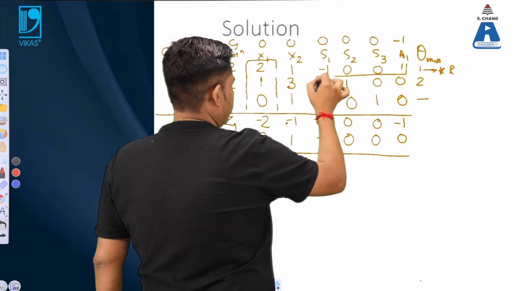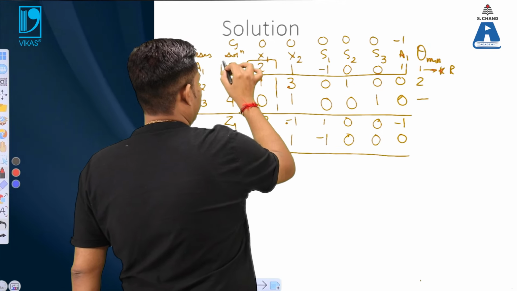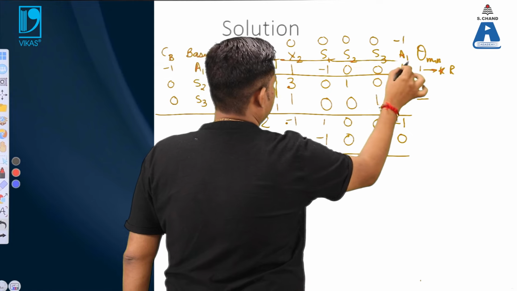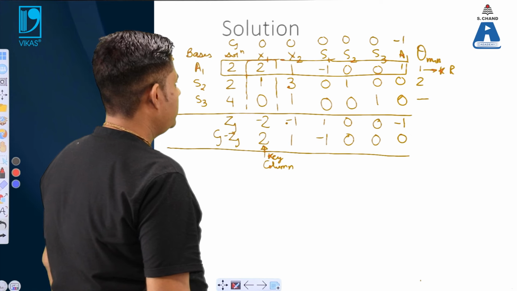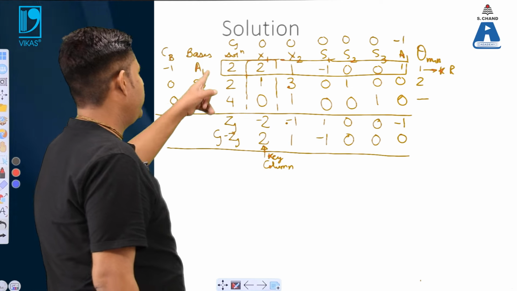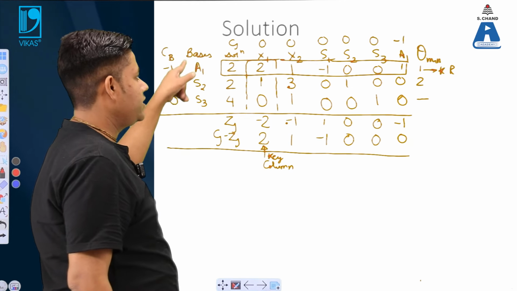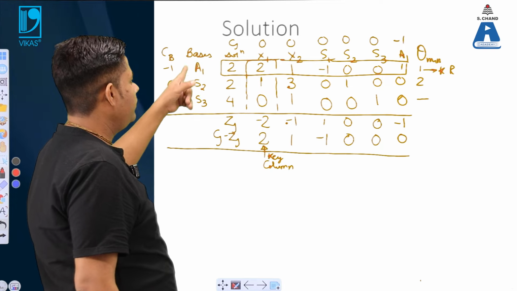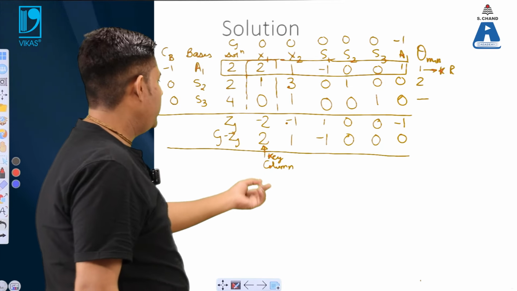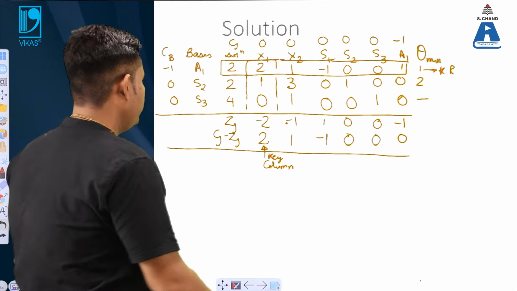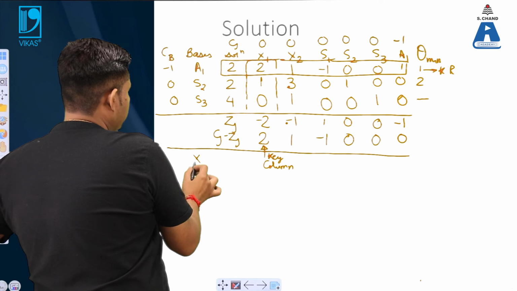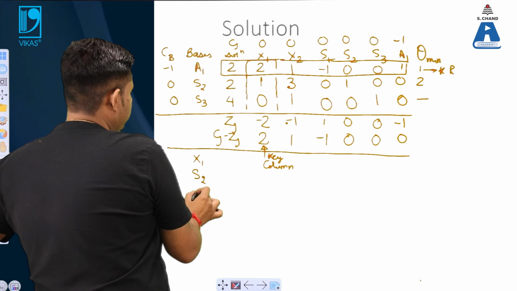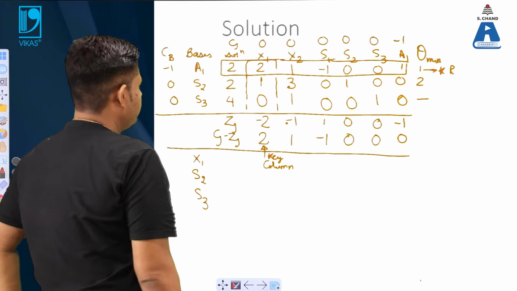So here the key row is this entire row, so I need to highlight this key row. And I need to look for the element which is there in the basis. The element which is there in the basis is A1. So it indicates that A1 would be the leaving variable and X1 will be the entering variable. In my next iteration, I will be putting A1 as X1 and the other elements will remain the same. S2 and S3 will remain the same.